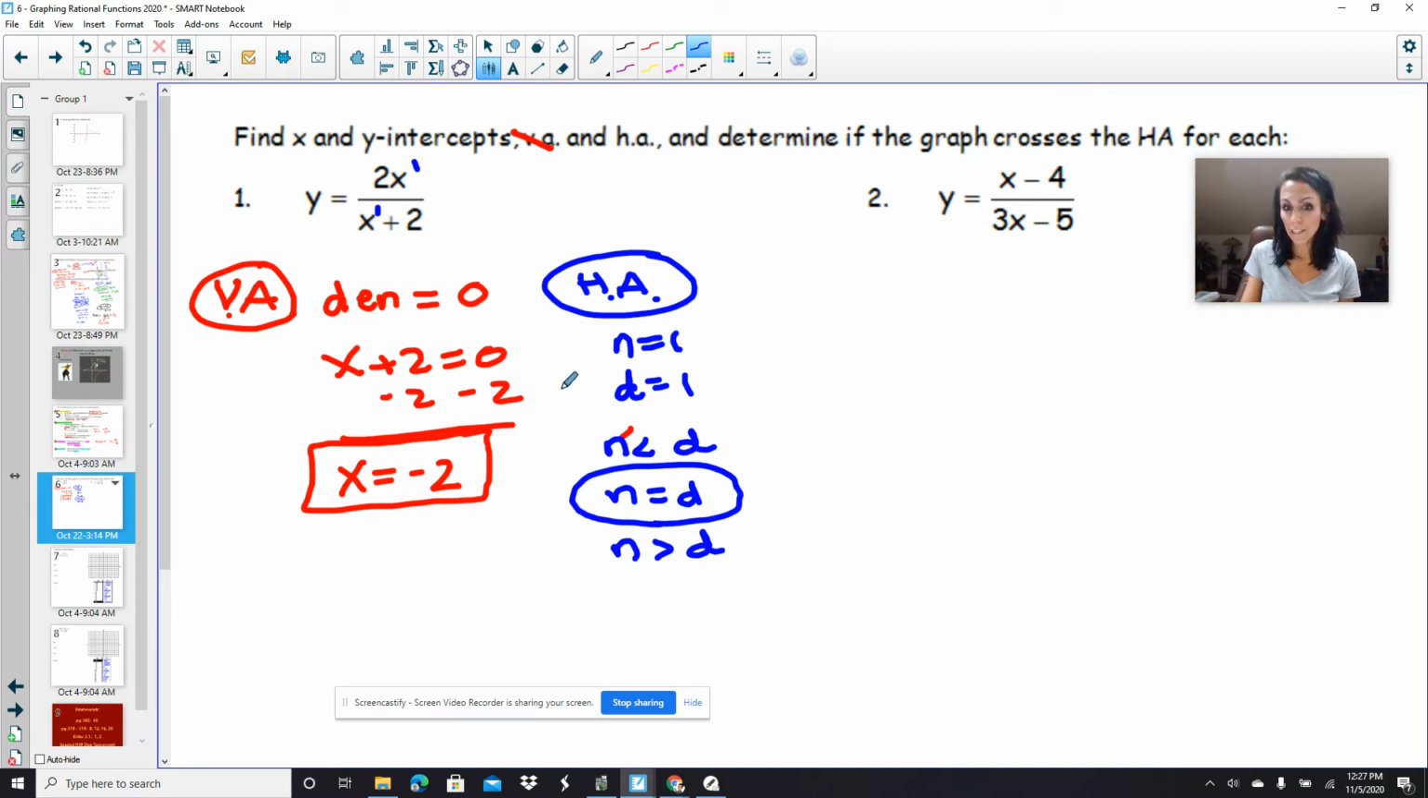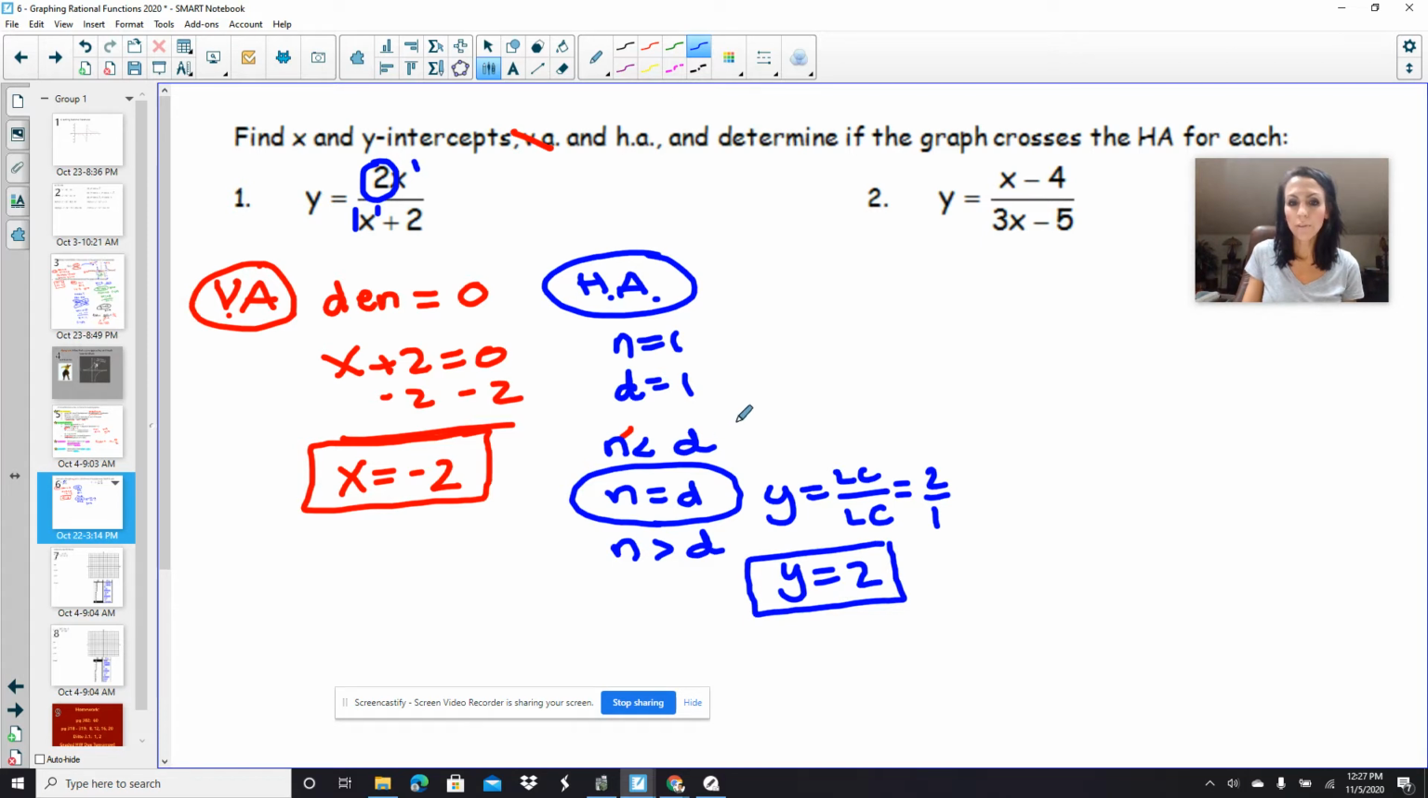So when we have n equal to d, what we do is we create an equation. Remember, horizontal asymptote is y equals an equation. Y equals the leading coefficient of the numerator over the leading coefficient of the denominator. So it's going to be 2 over 1, or y equals 2. Okay. As a refresher, if this was the case, that's y equals 0. And if this was the case, there is no horizontal asymptote.